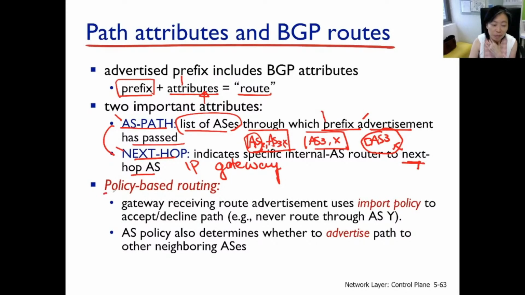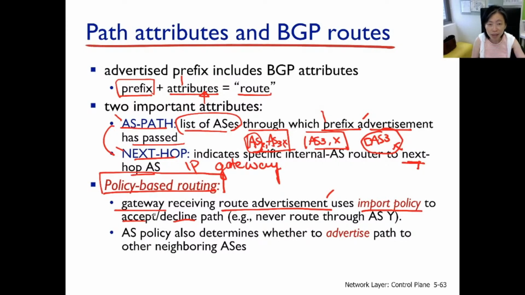Now, BGP routing has grown more and more policy-based, meaning the gateway routers receiving these prefix advertisements, it's not like for every advertisement they will actually prepend their own AS and then pass it down further to other neighboring ASs. There'll be some sort of import policy. So the gateway receiving the advertisements will have to decide. Some of the advertisements they will decline, and some others they accept. Only the ones they accept will be propagated further to all the routers within the AS.